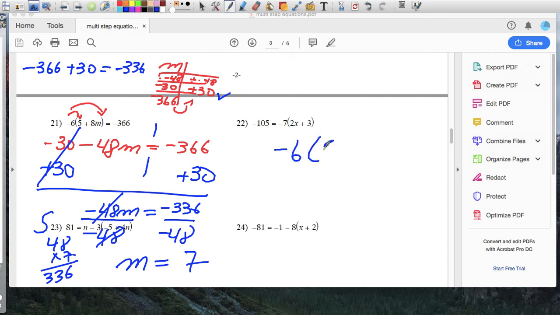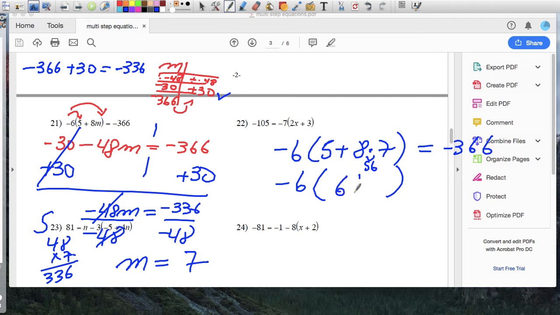Negative 6 times 5 plus 8 times 7, and that should all equal negative 366. Let's see if that's true. Inside the parentheses, I have 8 times 7, which is 56, right? And 5 plus 56 is 61. Negative 6 times a positive is going to be a negative, so far we're good. And 6 times 61 is indeed 366.